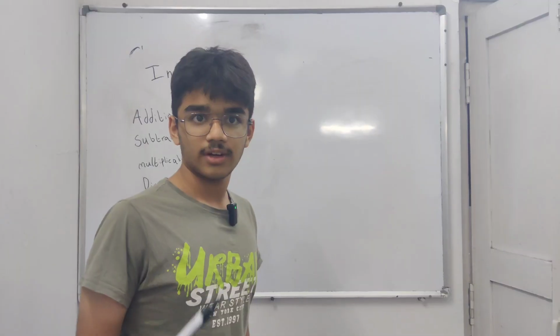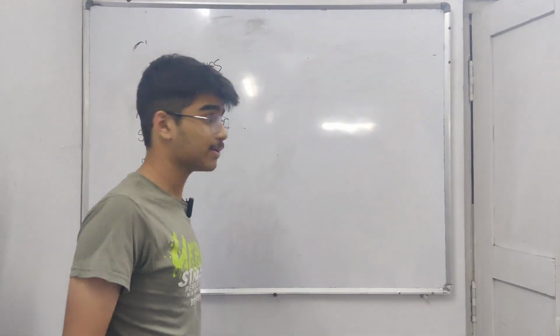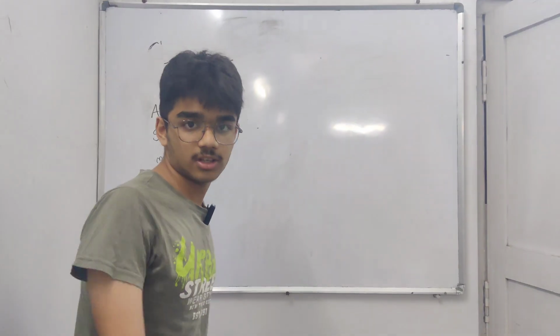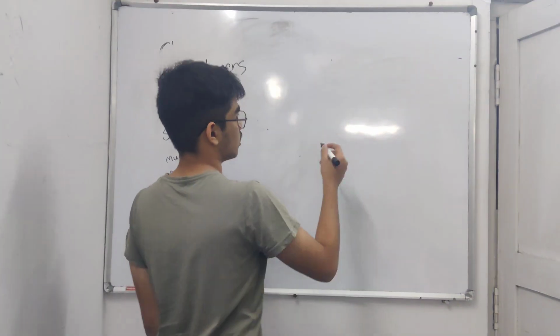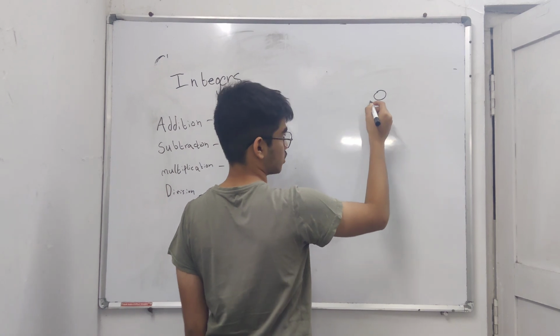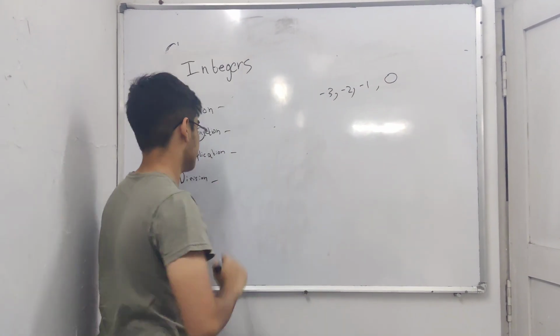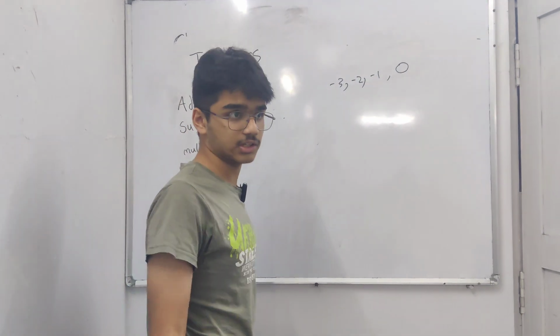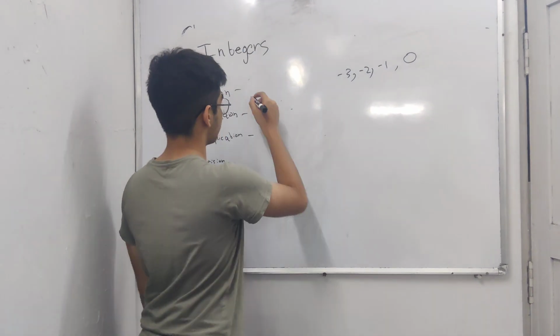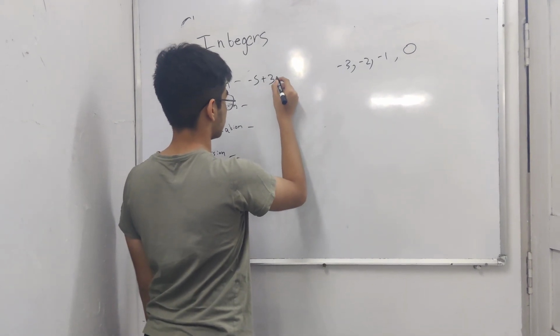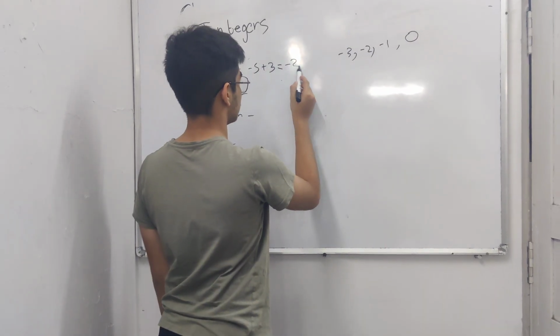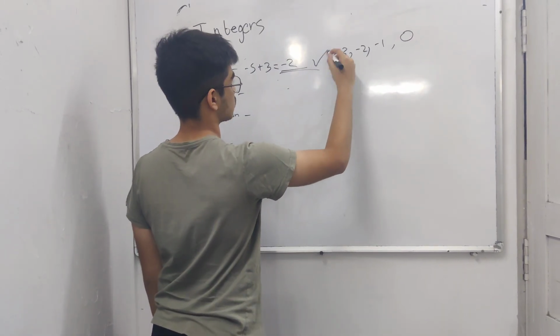Now we're going to see if the same closure property applies for integers. So integers are a little bit different. As you all know, it's numbers before 0, like -1, -2, and -3. So first we'll look at addition. If we take two integers at face value, for example -5 plus 3, the answer is going to be -2. So here we have an integer, so this checks out.